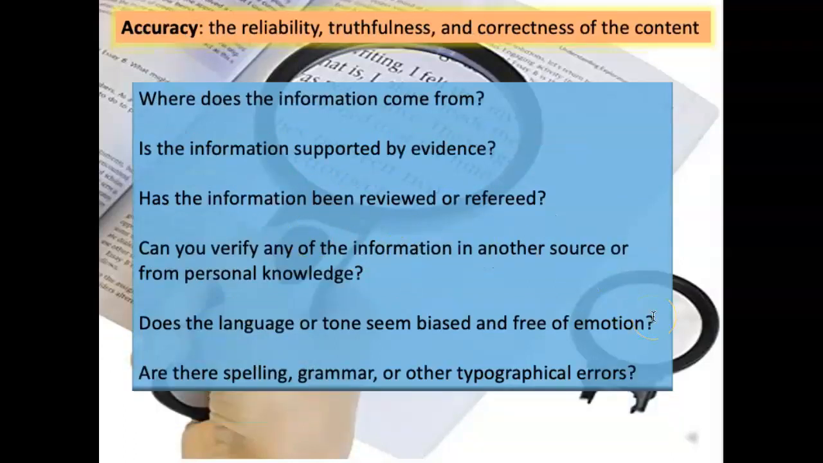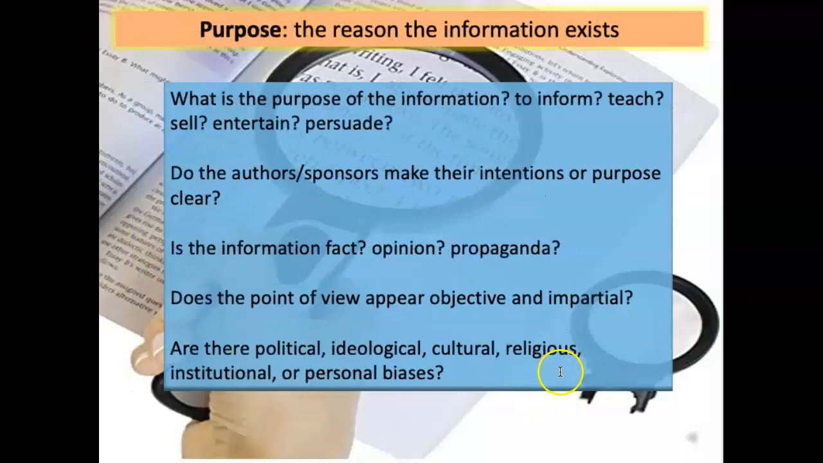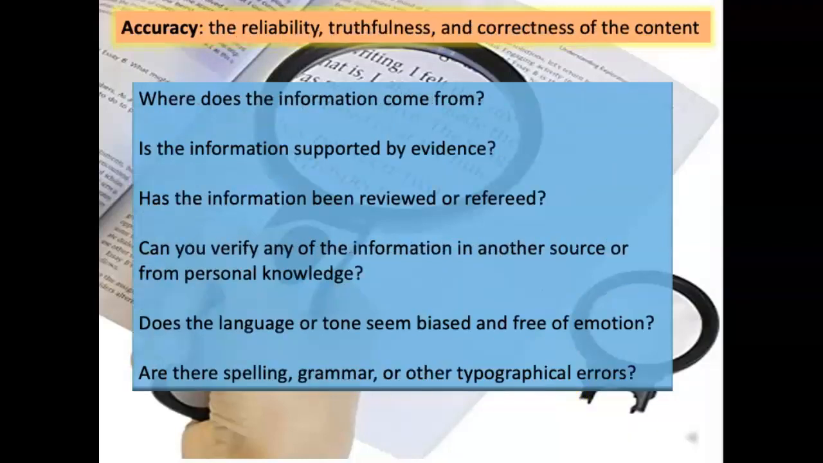Accuracy. Where does the information come from? Is the information supported by evidence? Has the information been reviewed or referenced? I'm going to talk a little bit more about peer review in a minute. Can you verify any of the information in another source? A great research skill is cross-referencing. Does the language or the tone seem biased? That's really interesting. Or is it free of emotion? Are there spelling, grammatical, or typographical errors? That's very disturbing, really, just going back to that quickly. If there are, you'll know that it's a little bit of a rubbish website and you should not be using it.